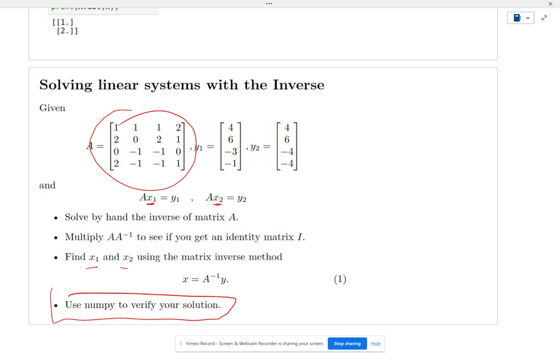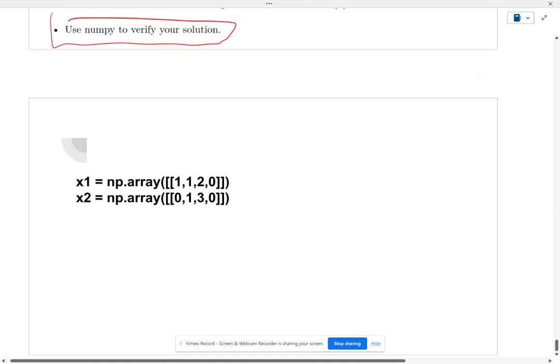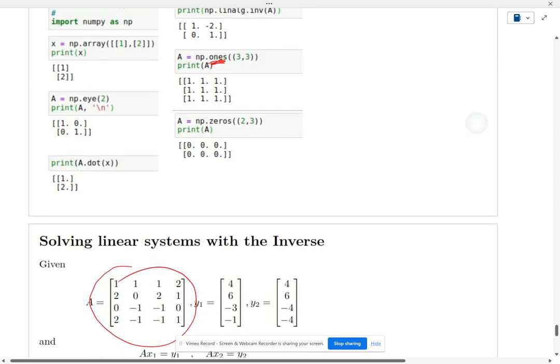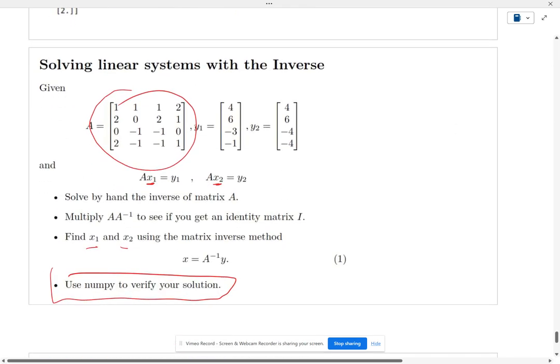Okay, so this is it. The solution for x1 and x2 is here. Make sure you take a look and that you can solve this problem.